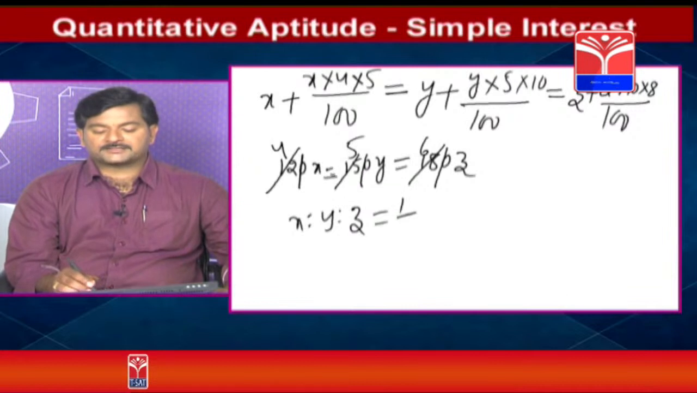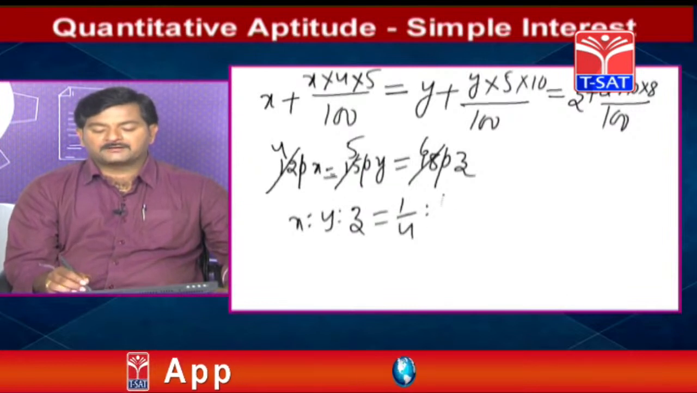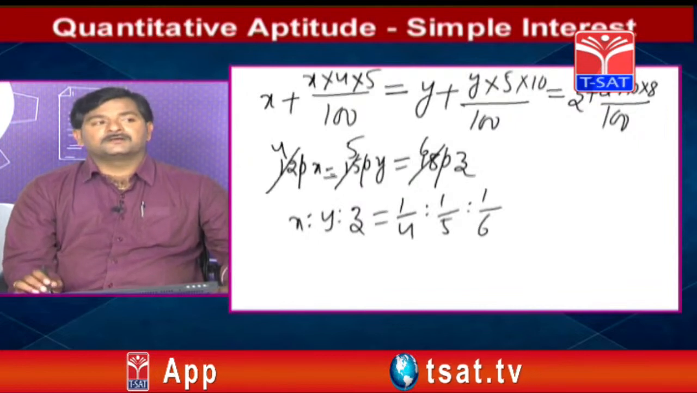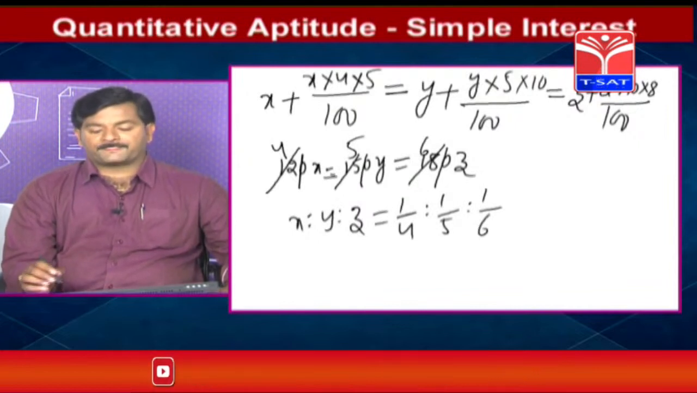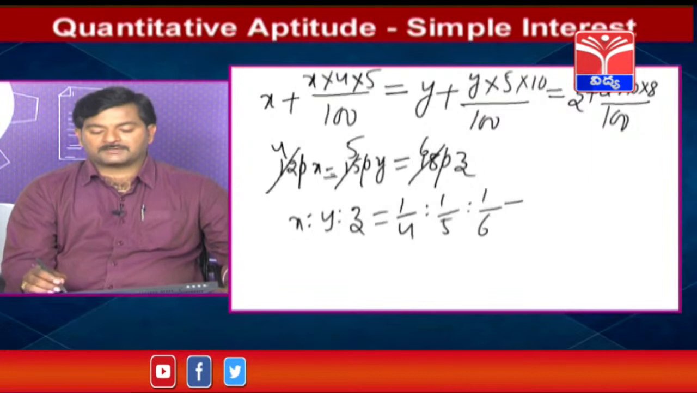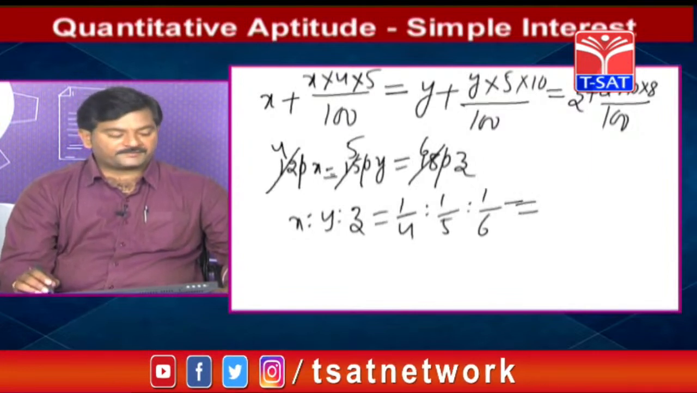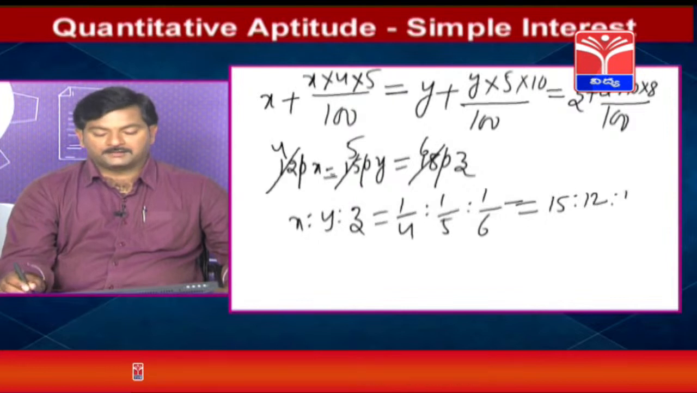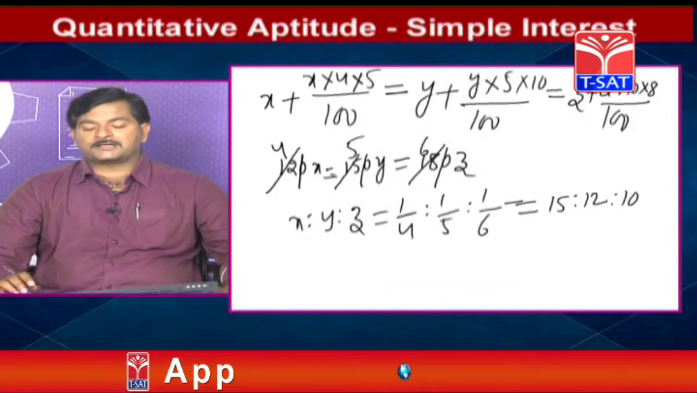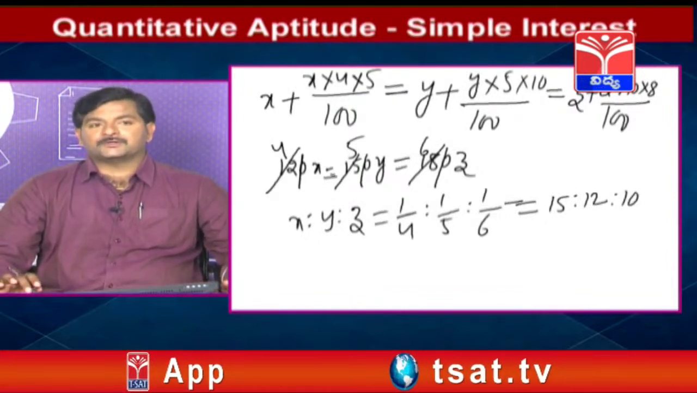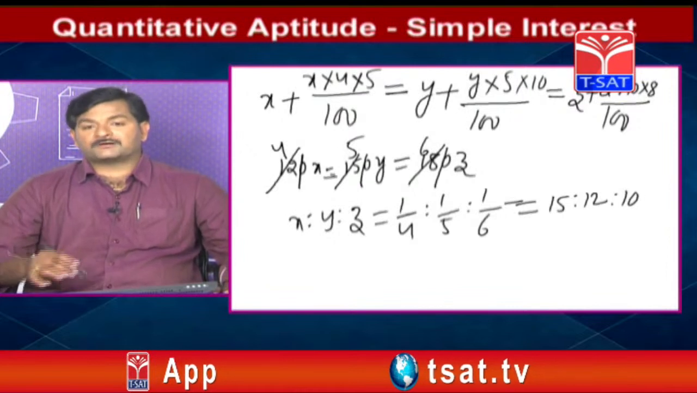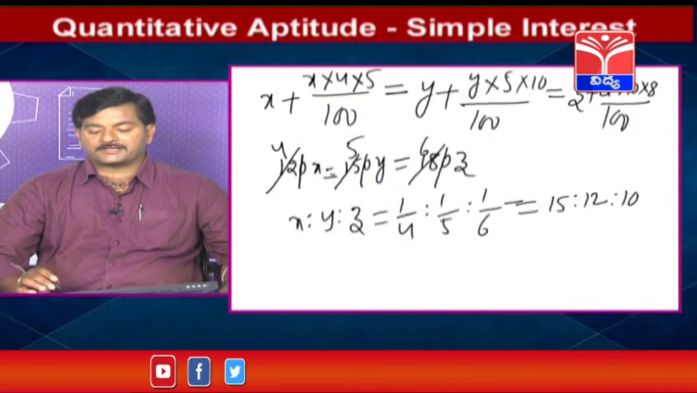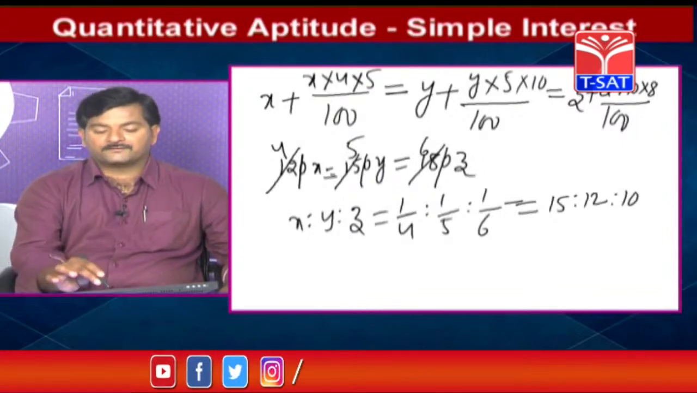From this we can find the ratio x is to y is to z. If I simplify x is to y is to z, what I am getting is 1 by 4 is to 1 by 5 is to 1 by 6. After simplification, what I am getting is 15, 12, 10. It's clear. So indirectly the 3 parts are in this ratio. But what did he ask you to find? He asked you to find out the first part.